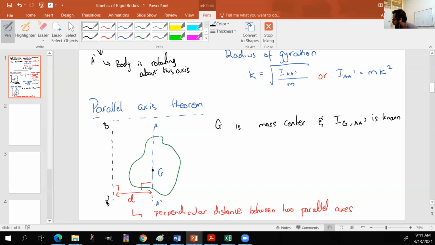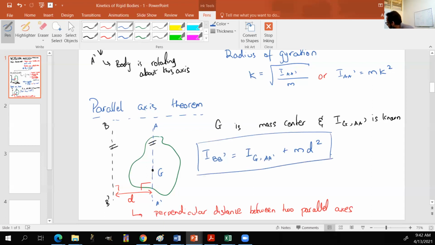So what that means is that the moment of inertia about a parallel axis BB prime, and that's the other thing to know, that this axis is parallel to that axis, so I_BB' is equal to I_G about that A prime, the parallel axis there, plus the mass times the distance squared. So basically, similar to the formula that we had for the area moment of inertia.